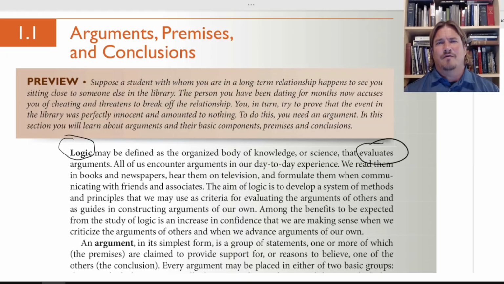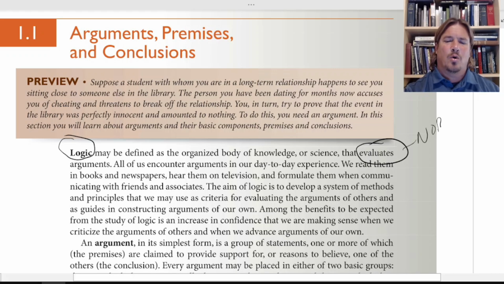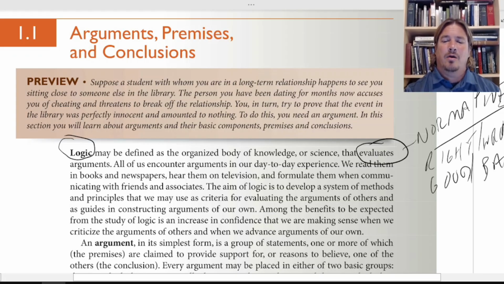Logic functions as kind of the referee for philosophy and arguments that are made in the three areas of philosophy that we looked at: ontology, epistemology, axiology. So logic is evaluative. It is also a normative discipline. Normative simply means that it looks at right and wrong, good and bad. Now here, this notion of right and wrong and good and bad aren't necessarily moral. They're related to what is moral, but it's not the same thing in logic.